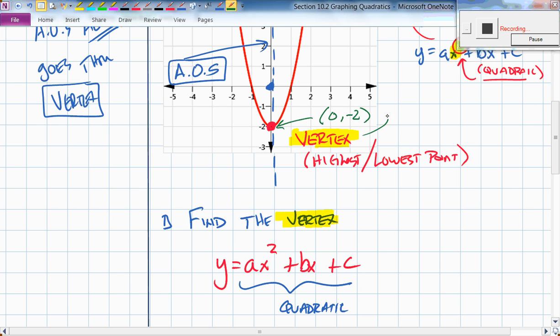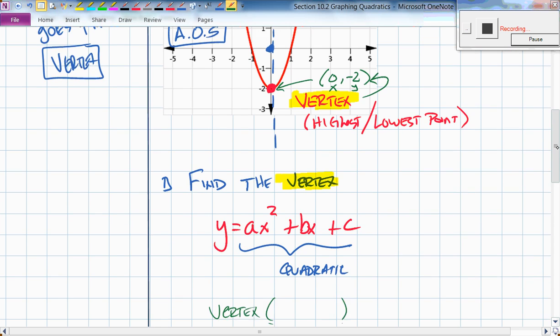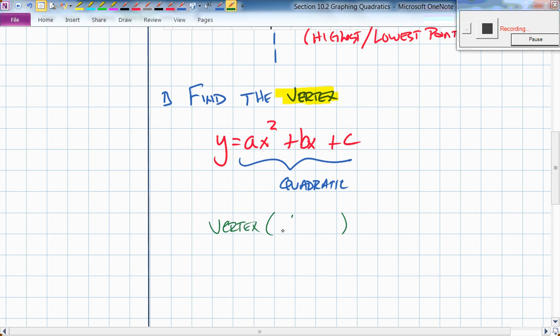Okay, so a vertex is just a point, right? And a point always has two things. What are the two things that a point always has? It has an x and a y. Very good. So a vertex always has two parts to it, an x and a y.